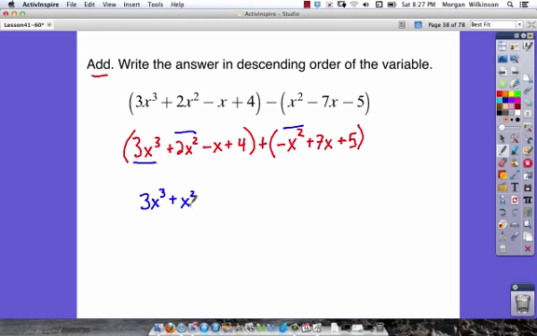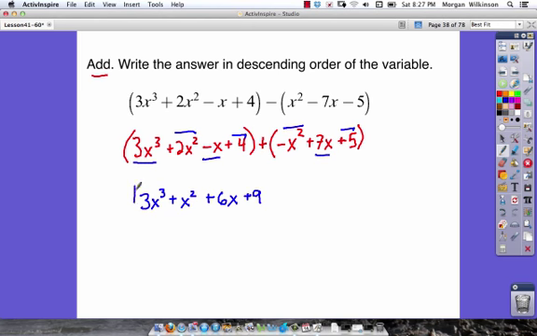We don't need to write the 1 out in front. That's implied. We have negative x, and we have plus 7x. Negative x plus 7x, well, that's 6x. So we get plus 6x. Then, next, we have our plus 4, and our plus 5. That must be plus 9.